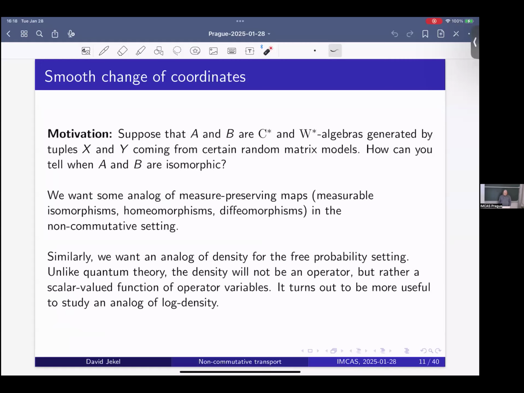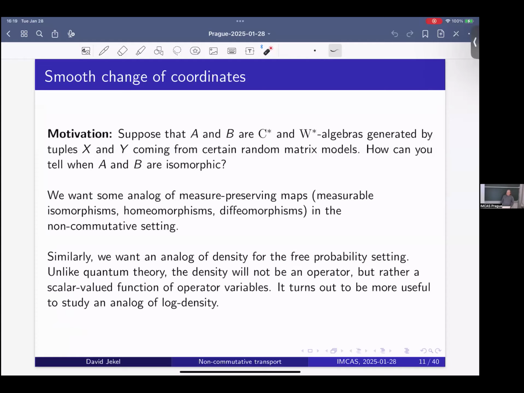Okay, so now I'm going to try to discuss a smooth change of coordinates for this setup. And the goal of this is the following. Say that we have two different C-star algebras or von Neumann algebras that are generated by these things, and say that we're given these non-commutative laws, like some kind of non-commutative moments or probability distribution. How can we figure out whether the operator algebras are isomorphic or not? Here the isomorphism doesn't necessarily map the one generating set to the other generating set. So how can you tell when they're isomorphic?